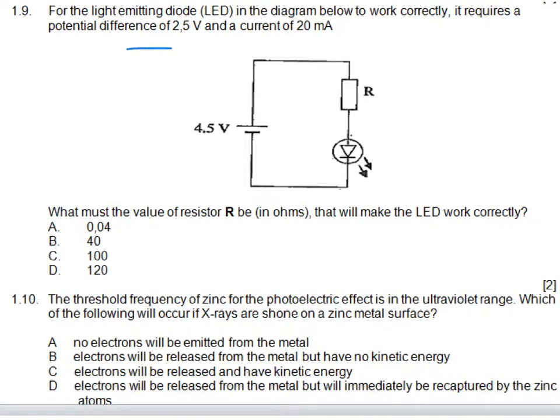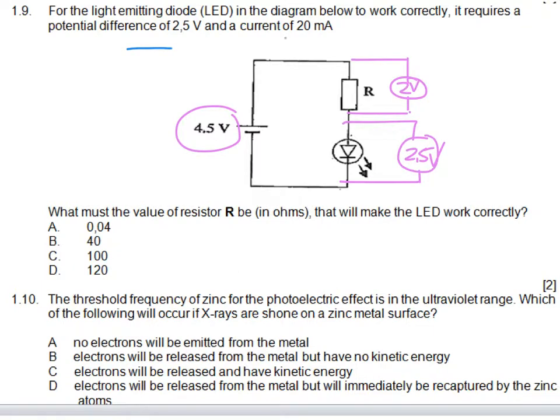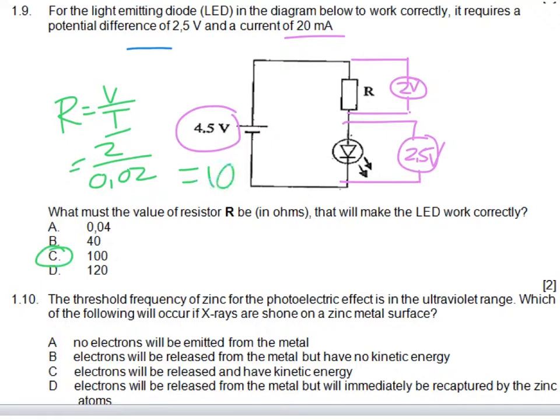For the light emitting diode on the diagram below to work correctly, it requires a potential difference of 2.5 volts. So, if I've got 4.5 there and 2.5 there, this resistor over here should have a reading of 2 volts and a current of 20 milliamps. What must the value of R be in ohms? So R is equal to V over I, 2 divided by 0.02, and I land up with an answer of 100 ohms.